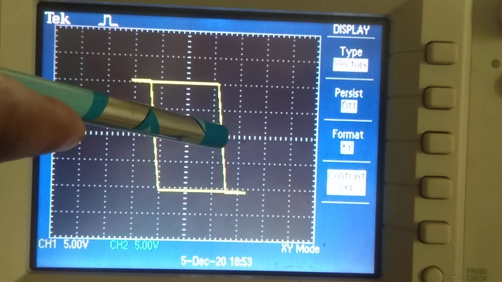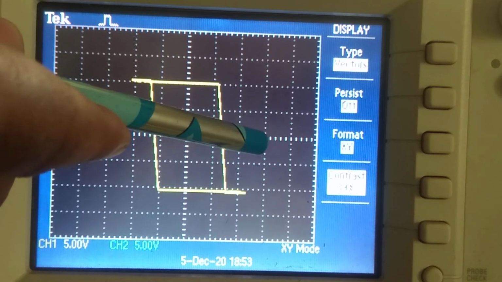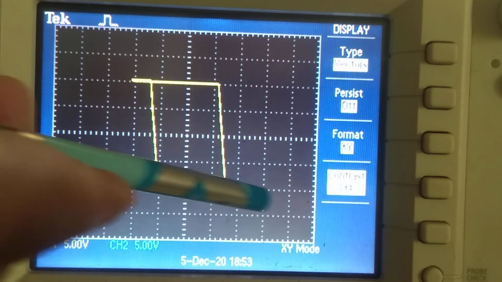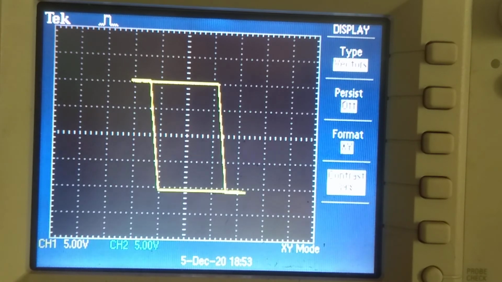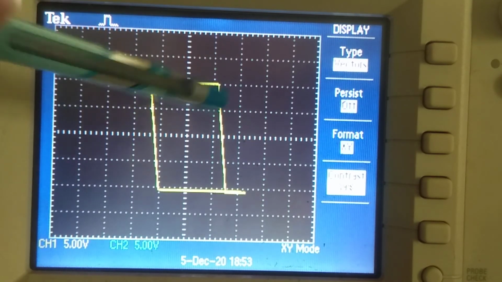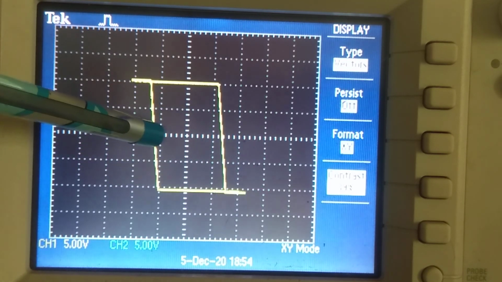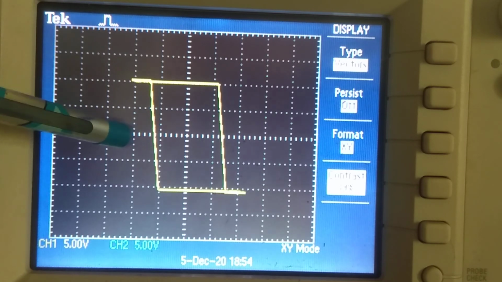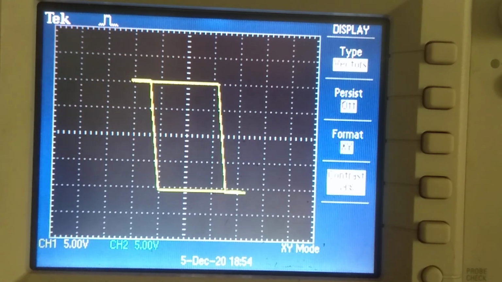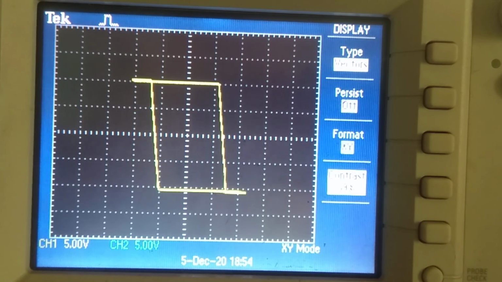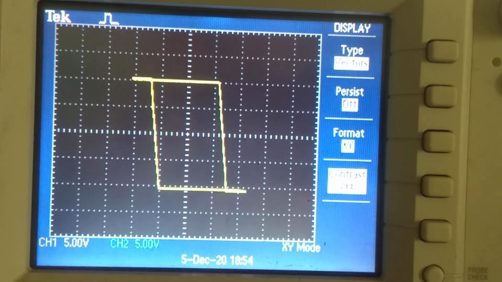Means when V input is greater than 6 volt, then only it is giving minus, because plus Vset will be 12 into 0.5, it will be 6. If the value is greater than 6, you are going to get minus Vset, and value lesser than minus 6, you are going to get a positive Vset. So this is all about the inverting Schmitt trigger.